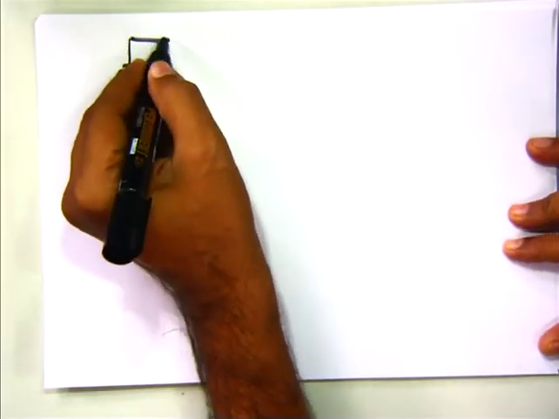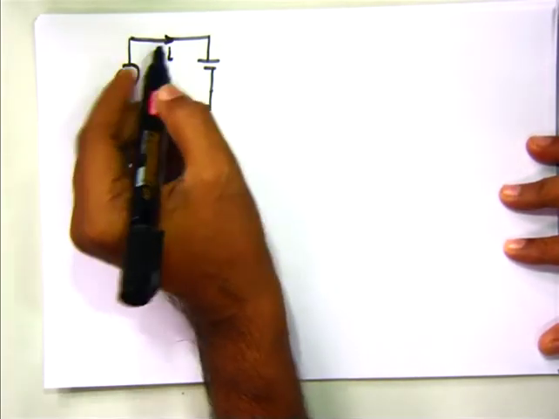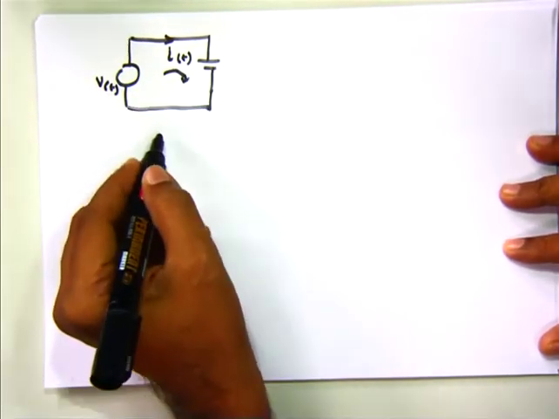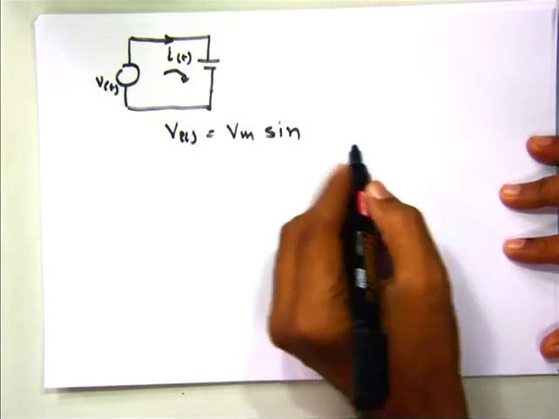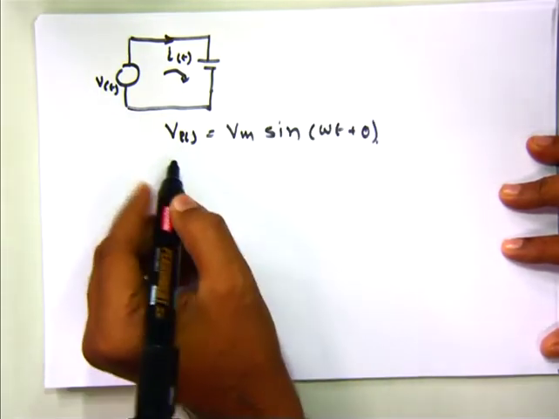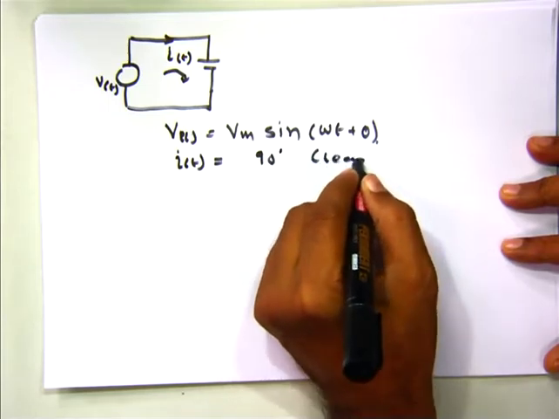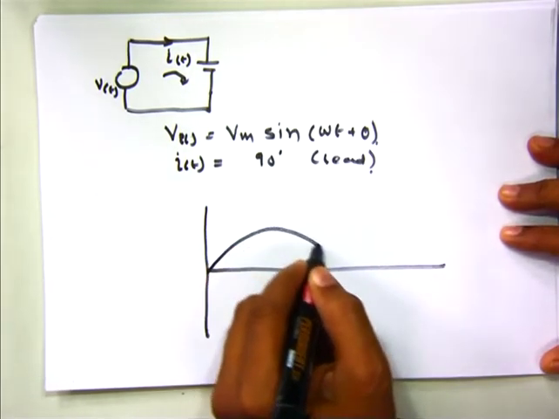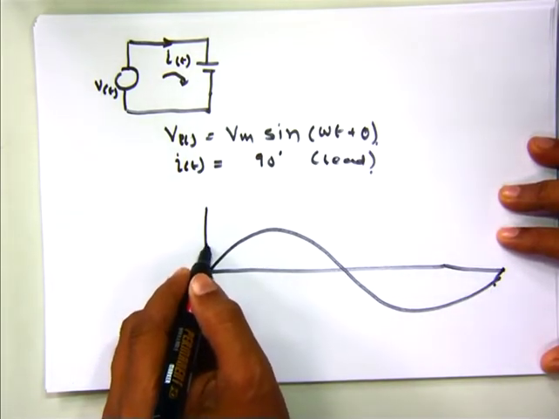Similarly, in a capacitive circuit, with Vm sine omega t plus theta, when we draw the I, it will be 90 degrees leading. So when we draw the voltage waveform and current waveform, it will be 90 degrees leading.